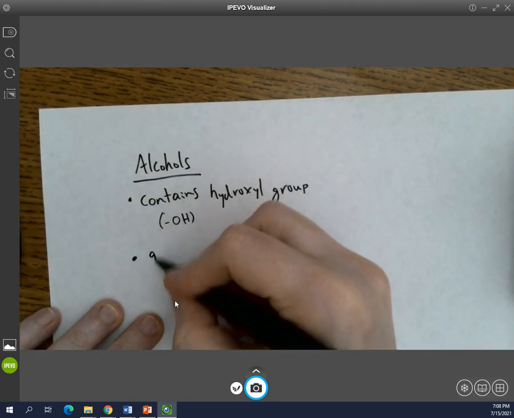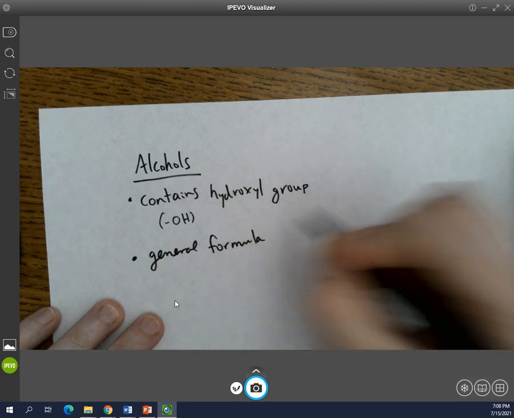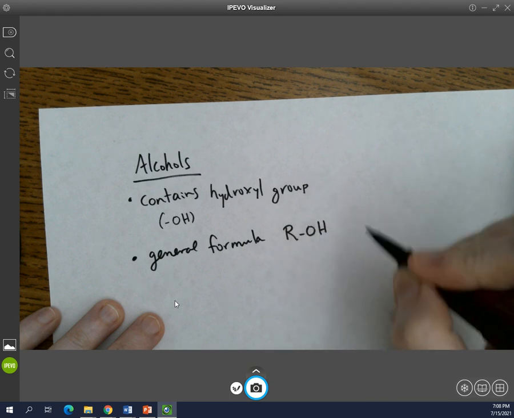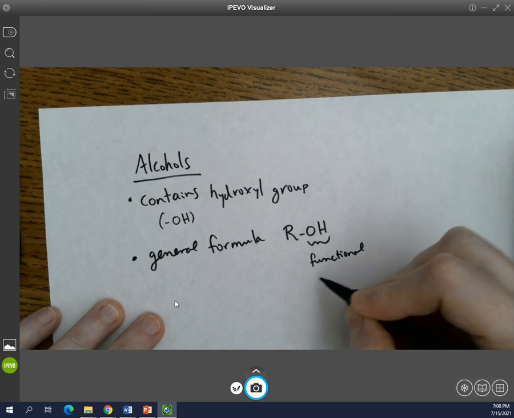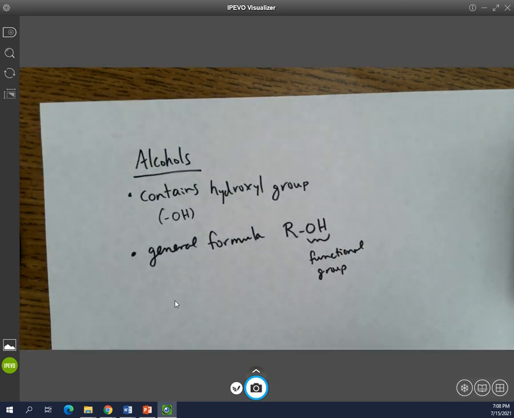So the general formula for alcohols is ROH, where OH is the functional group. That's the hydroxyl, and R is the hydrocarbon chain. That will vary depending on what type of alcohol we're using.